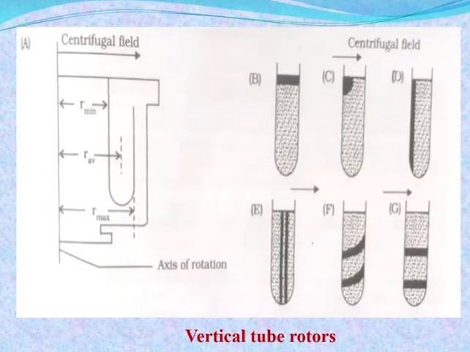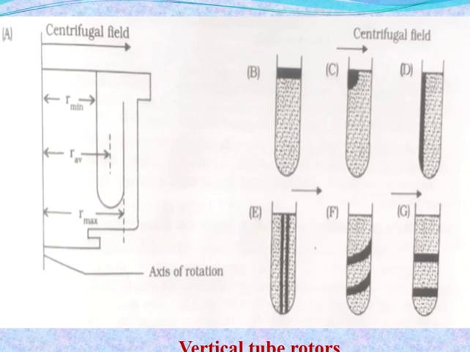In this figure, we can understand the vertical tube rotors. Figure A here shows the cross section of a typical vertical tube rotor. We can see here that this is the axis of rotation, this is the centrifugal field, and this is the tube which is held vertical. Figure B here shows the tube filled with the gradient and the sample, where no centrifugal force is applied.